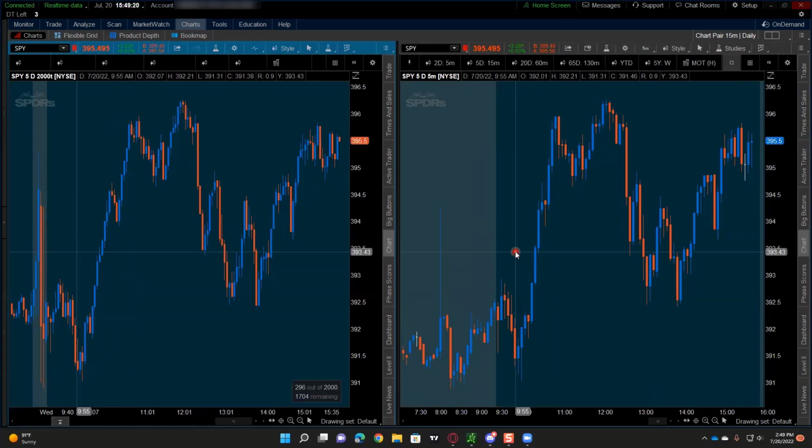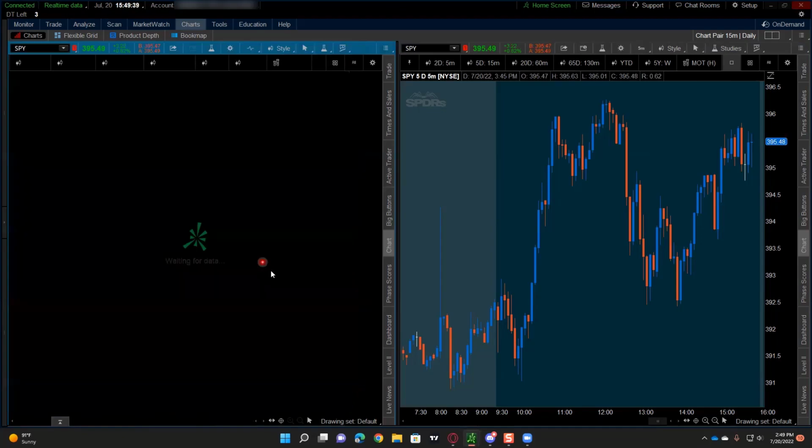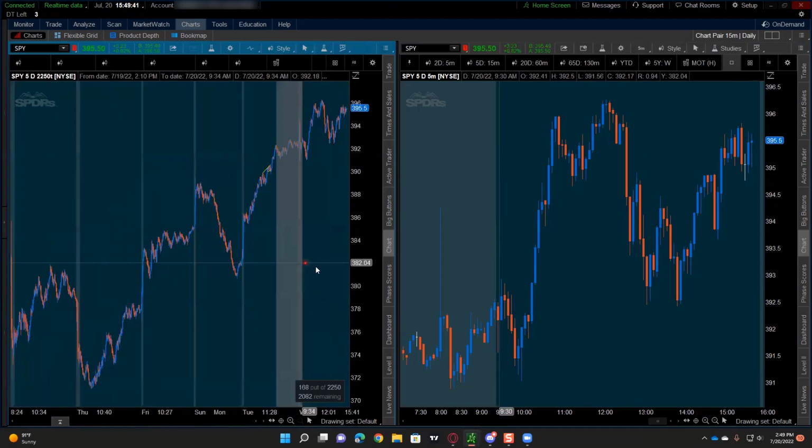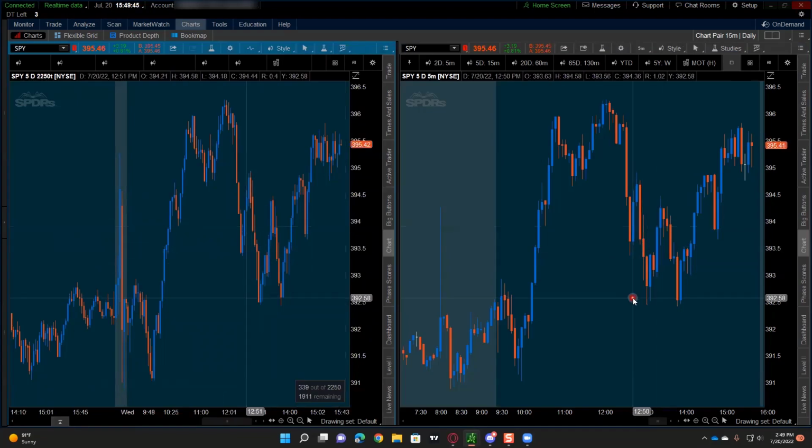One of these would probably need to be adjusted a little bit if we want to get closer to that 5-minute chart, right? Or if we want two charts that look a lot alike. So let's go ahead and bump this just a little bit. And instead of 2,000, we're going to go to 2,250. We're just adding a few more transactions to the chart. And you know what? It's looking a lot closer.